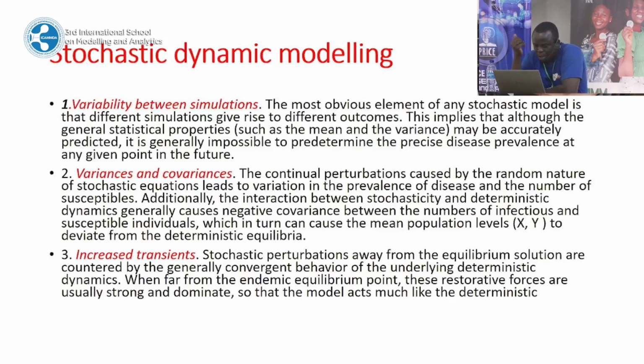Stochastic perturbations away from the epidemic solution are countered by the generally convergent behavior of the underlying deterministic dynamics when far from the endemic equilibrium point. These restorative forces are usually strong and dominate, so that the model acts much like the deterministic one, just with increased transients. You are just seeing something that is moving and then appearing, and then after some time you don't see anything afterwards.